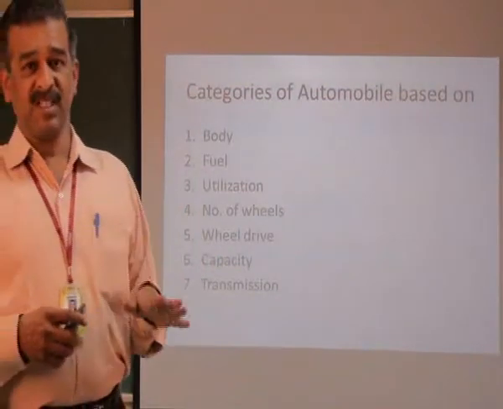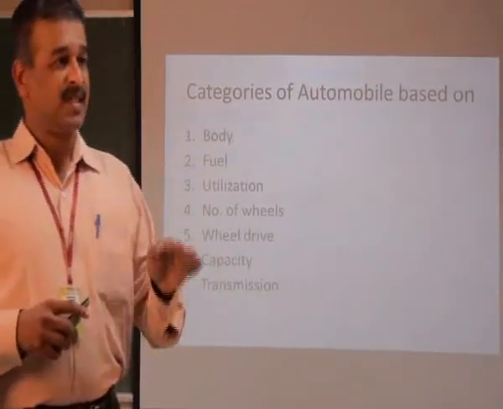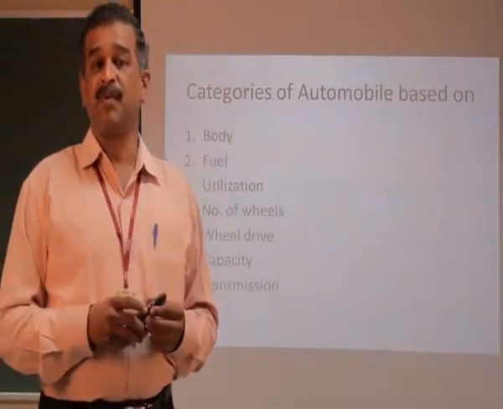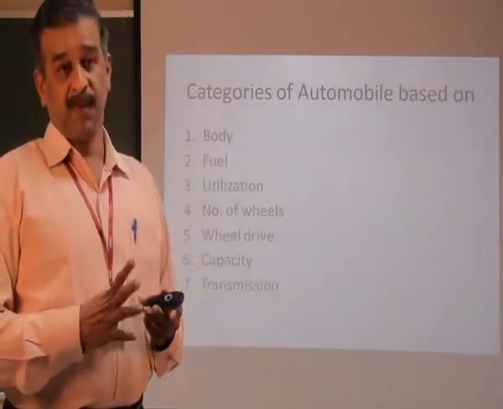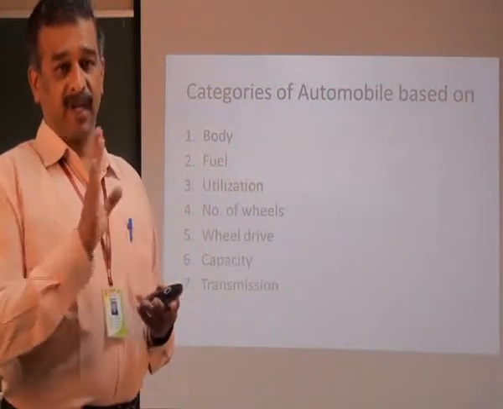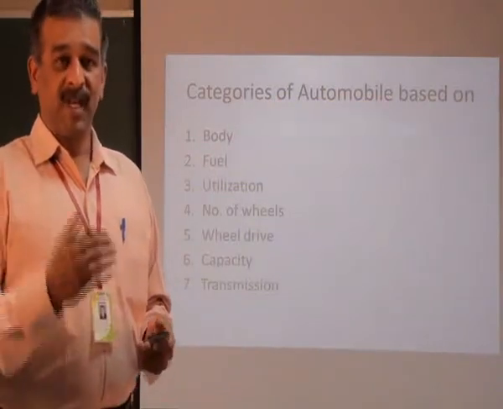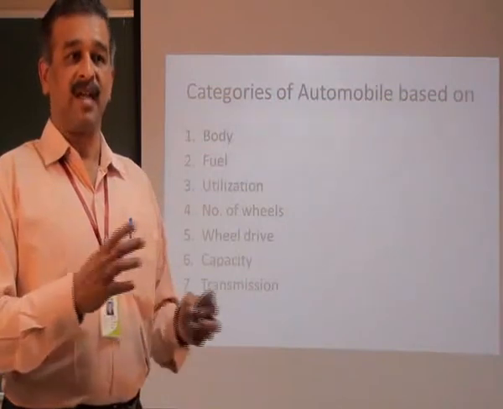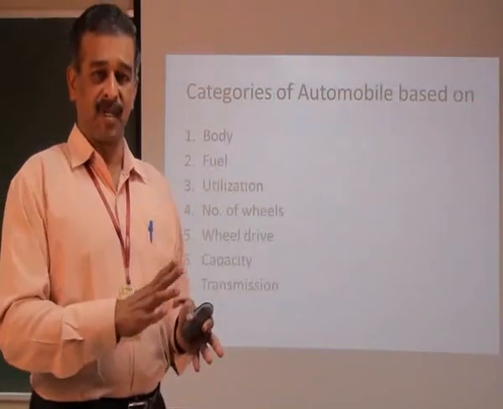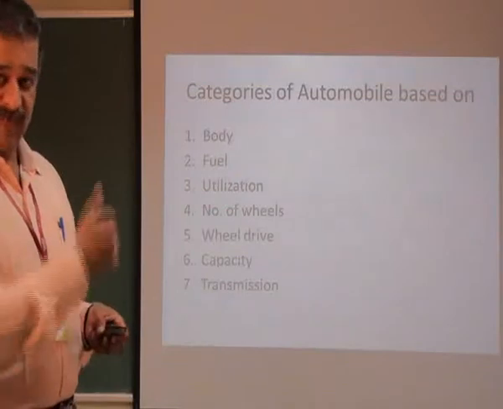Manual means the clutch has to be operated by the driver. Semi-automatic is partially operated, then fully automatic. The fully automatic vehicle will not have a clutch pedal at all. Entirely, it will have only the accelerator and brake. So when we press the accelerator, it automatically propels the vehicle comfortably. As per the required torque, that system will adjust the torque so that the vehicle is propelled. These are all the categories of automobiles based on these features.